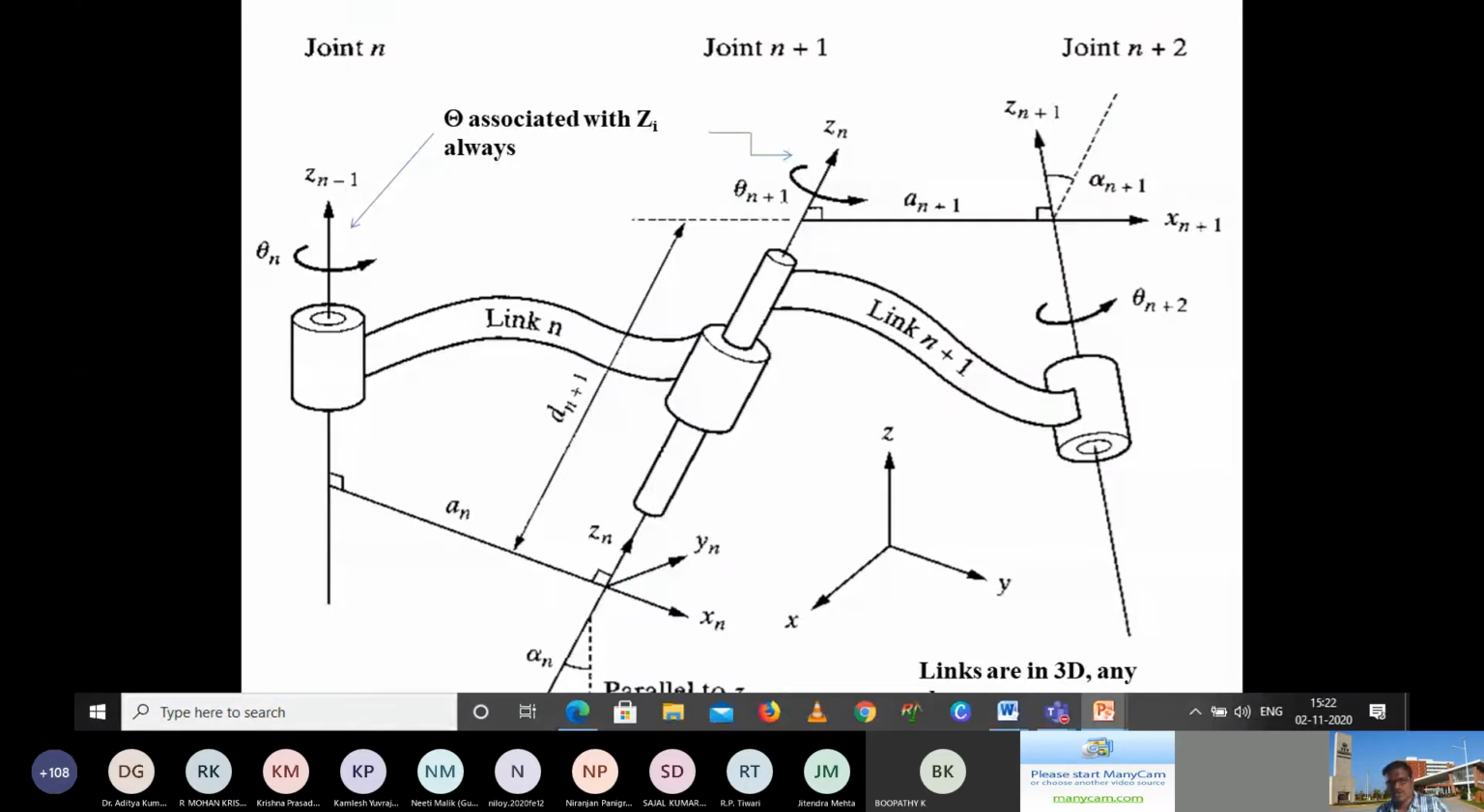Here you have theta n, theta n plus 1 and theta n plus 2. Three revolute joints you have taken, and two links, link n and link n plus 1. As I told you, we have to make all these combinations, that is rotation and translation, to find the transformation matrix in the forward kinematic equations. So we are going to see one by one.